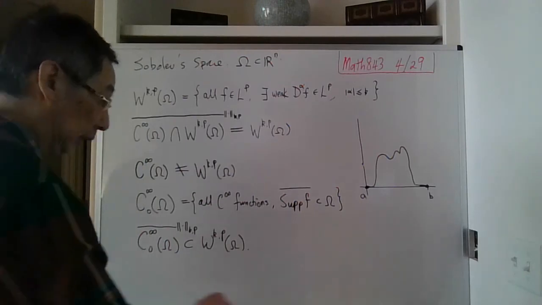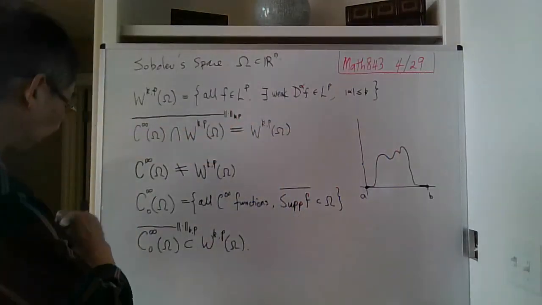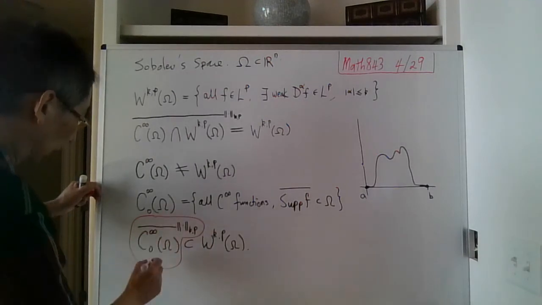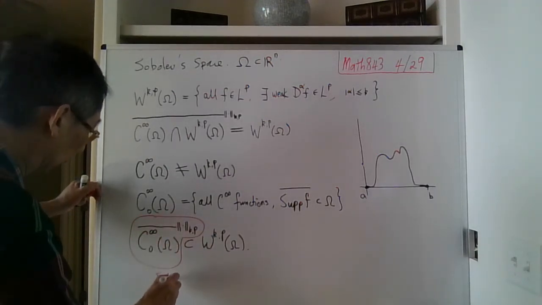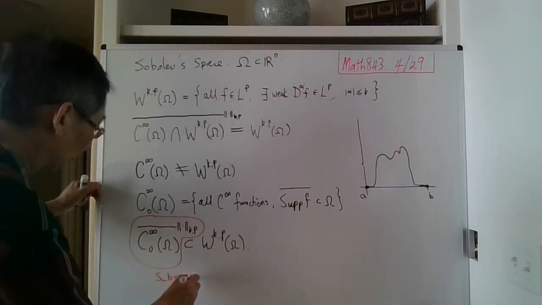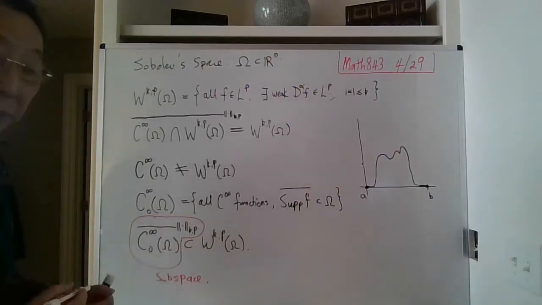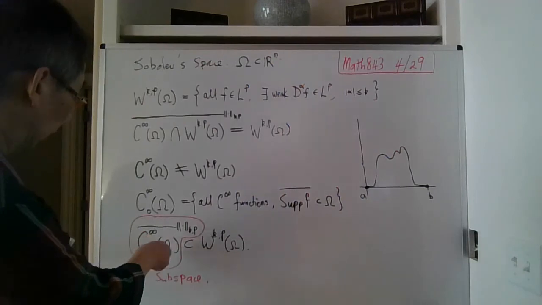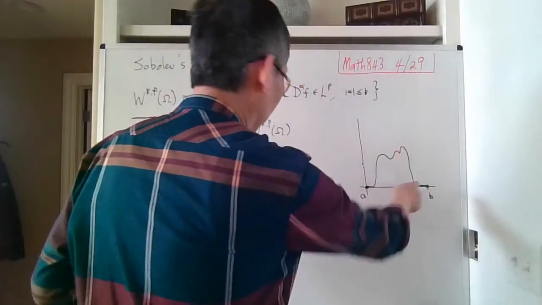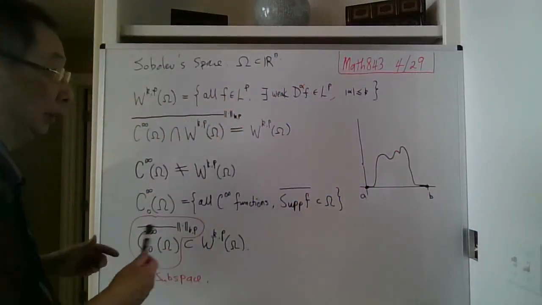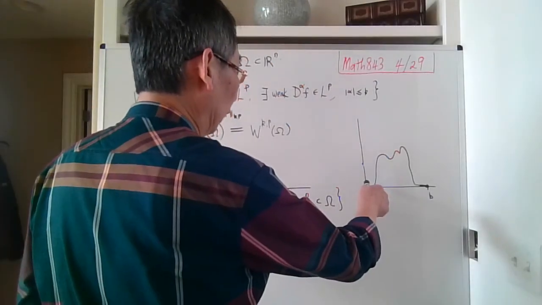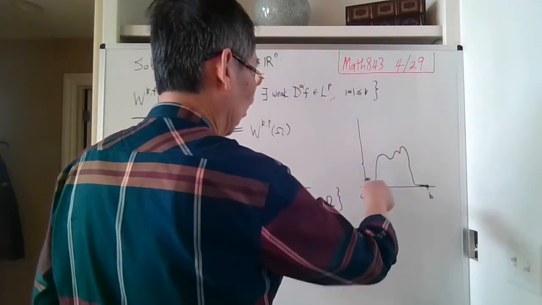This means that this space here is a subspace. It's not going to be the entire space. It's a subspace, because the reason is very simple: in the boundary, this kind of function are all equal to zero. So if you take closure, in some sense the weak function will still carry its boundary zero conditions.